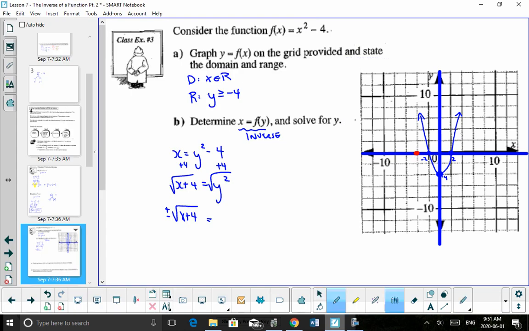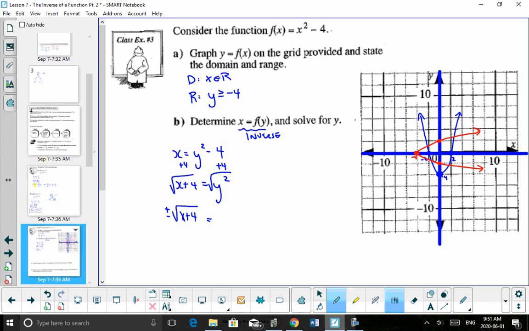Now I could also find the picture by simply switching the x and y coordinates around. So 0, -4 would now be -4, 0. 2, 0 would be 0, 2. -2, 0 would be 0, -2. So you can see that my image there matches what I just did on the calculator.